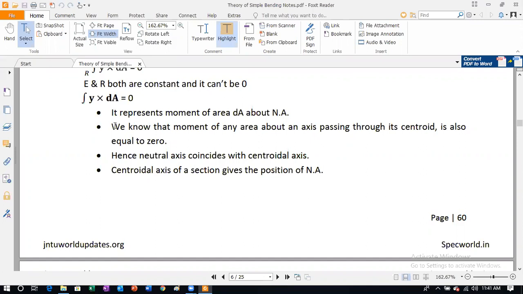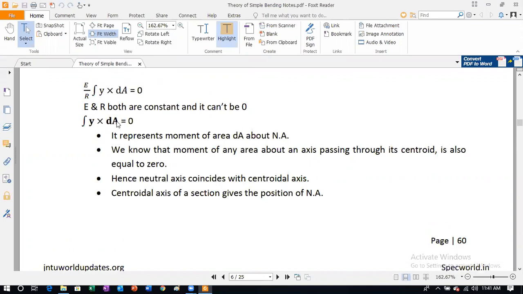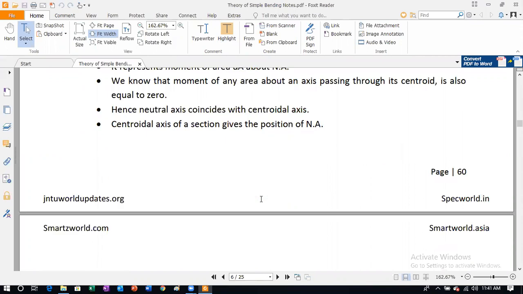So we can say if this is equal to 0, that means the neutral axis will coincide with the centroidal axis. We have studied in engineering mechanics that if the first moment of area is equal to 0, that means the neutral axis will coincide with the centroidal axis. And the centroidal axis of a section gives the position of the neutral axis.